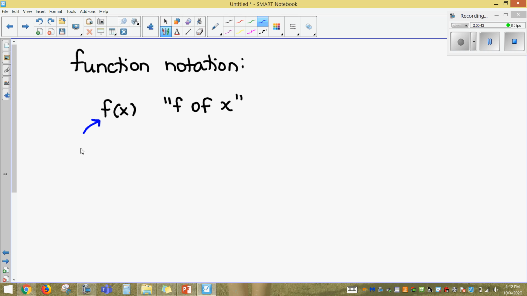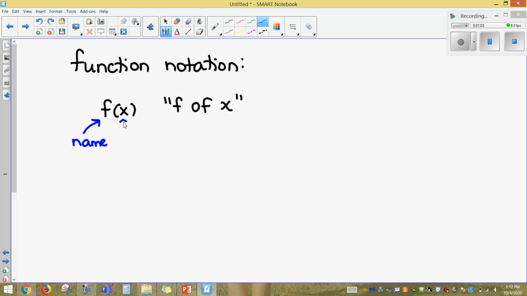Now, the letter out in front, the f in this case, that's the name of our function. And the name of our function is really the least important part. I can name my function f, and yours can be g, and Paul's can be p, and Tom's can be t, and they can all be the same function. But the function does have to have a name.